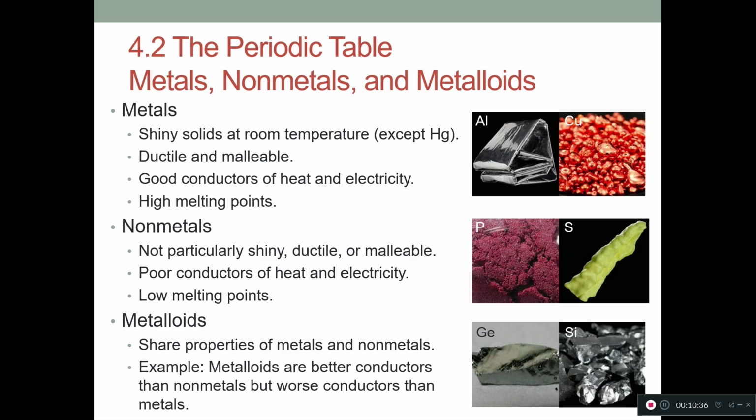So, for instance, metalloids are better conductors than nonmetals, but worse conductors than metals. So that's why silicon, for instance, is used as a semiconductor in computers, because it's not a conductor the way metals are, but it's not a resistor the way that nonmetals are. And so silicon can be used as a semiconductor because it is a metalloid.